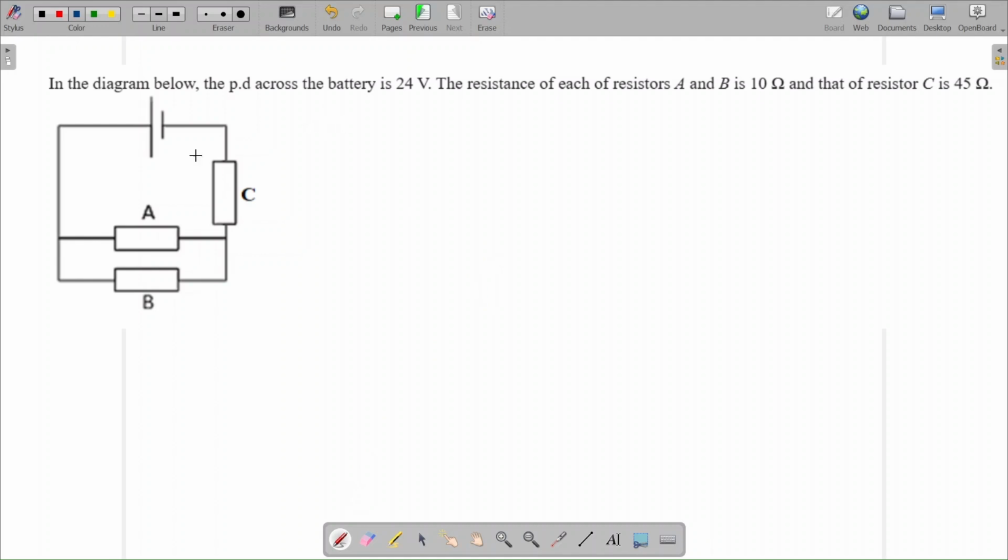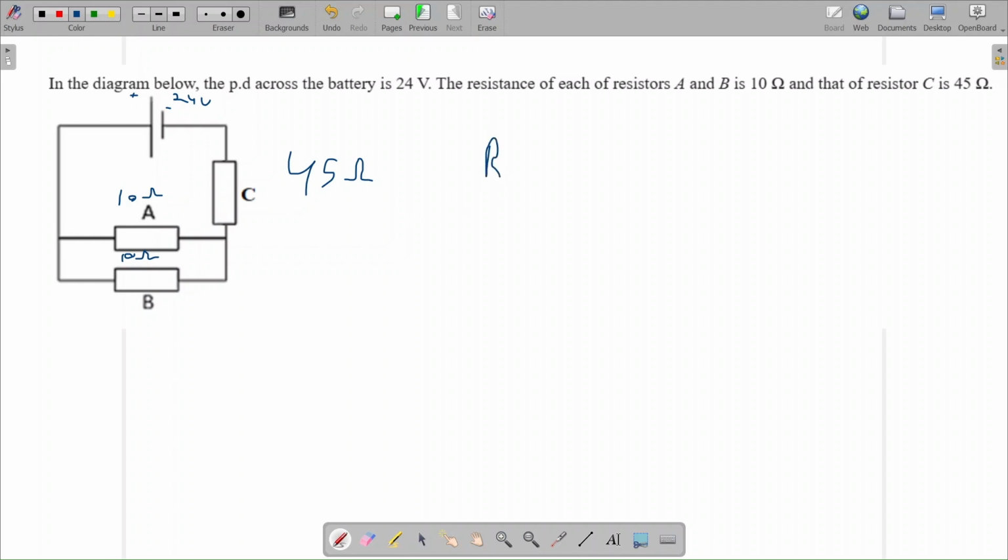Now we're gonna fill out the values. So the battery, let's say this is the positive terminal, here's the negative terminal, is 24 volts. Resistor C is 45 ohms. Both of these are 10 ohms, 10 ohms. Now, we can't work like this, this is a very inefficient way. So we're gonna resolve the total resistance here, and we're gonna go from there. But if you don't know what I mean, just watch what I'll do, and you'll understand.